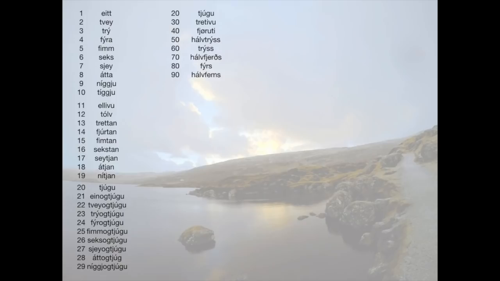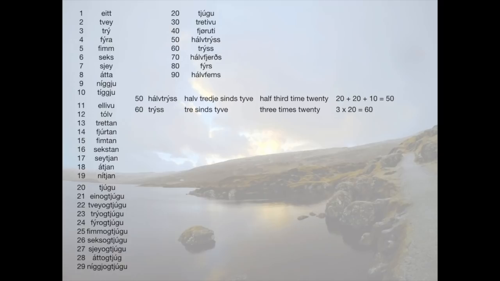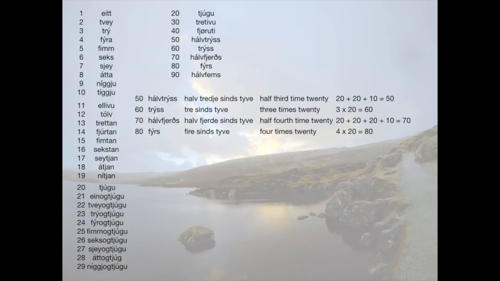Now here's something really interesting and unnecessarily complicated. Halvtrýss comes from the old Danish halv tredje sinde tyve, meaning half third time 20. Twice 20, that's 40, and the third time you add half 20, meaning 10, and that adds up to 50. 60, trýss, short for old Danish tre sinde tyve, meaning 3 times 20. 70, hálvfjerðs, short for halv fjerde sinde tyve, half fourth time 20, same logic as with 50. 80, fýrs, fire sinde tyve, 4 times 20. 90, hálvfems, halv femte sinde tyve, half fifth time 20.